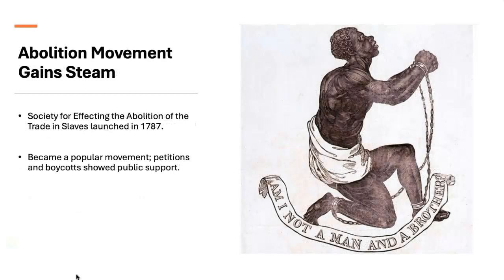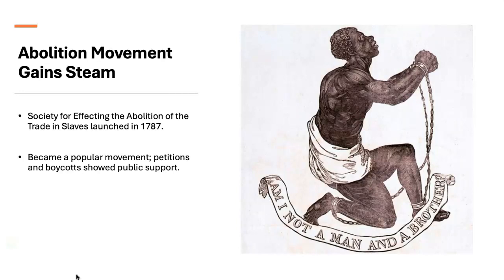At its launch in 1787, the Society for Effecting the Abolition of the Trade in Slaves, that's a mouthful, I think they needed a PR campaign to change the name. Anyway, this society really only included a handful of members. Nevertheless, abolitionism soon became a popular movement.